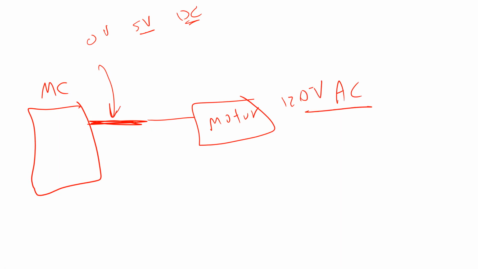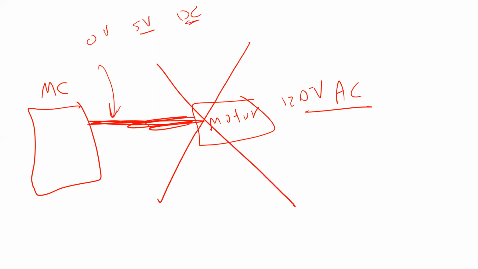Can I connect it directly this way? How can I control this motor, turn it on and turn it off? That's what I mean by control. So how can you turn it on and off, right? For sure, I cannot do that. Why can't you do that? Because a microcontroller cannot give you 120 volt AC. It can only give you 0 or 5 volt DC.